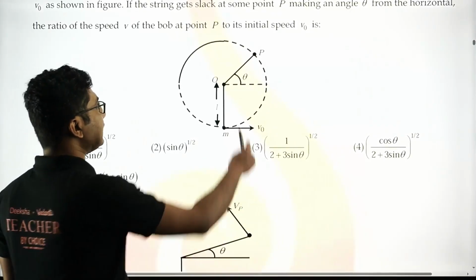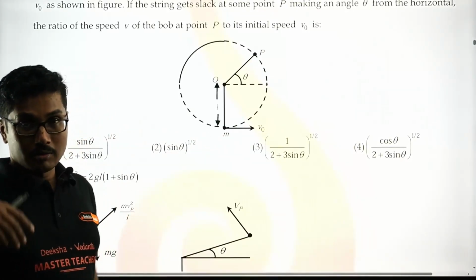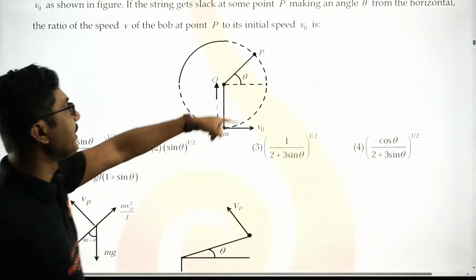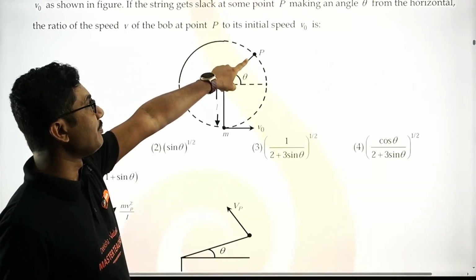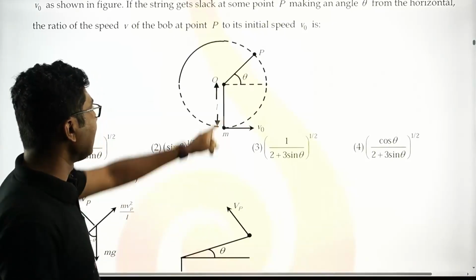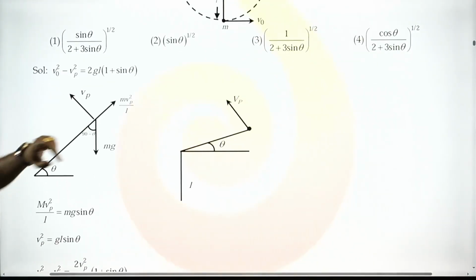So at this point, this is a slacking point. Obviously the velocity v0 is not sufficient for it to make a complete rotation. So it is getting slack at point P, right? So you have to find the angle theta. Okay, so for that you have to apply this relation.